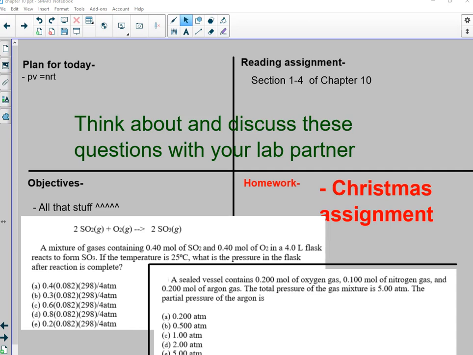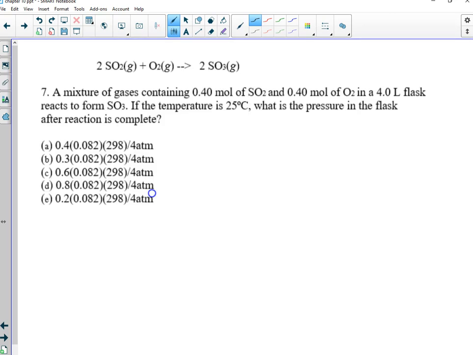All right, so here we go. This one was very similar to number 5 or 6, I think, on the test. So we had 2SO2 plus O2 goes to 2SO3. I actually have it on the next page, a lot bigger. And it says the reaction is going to happen at room temperature, so the 298. What's the pressure after? So we have to know chemistry before we can do math, and I know that sometimes that's the struggle. But it tells us here we have 0.4 of this and 0.4 of this, correct?